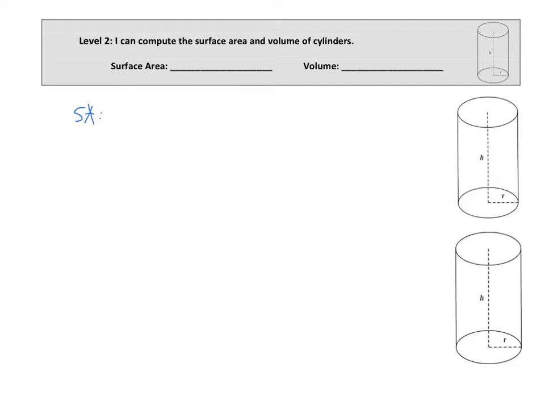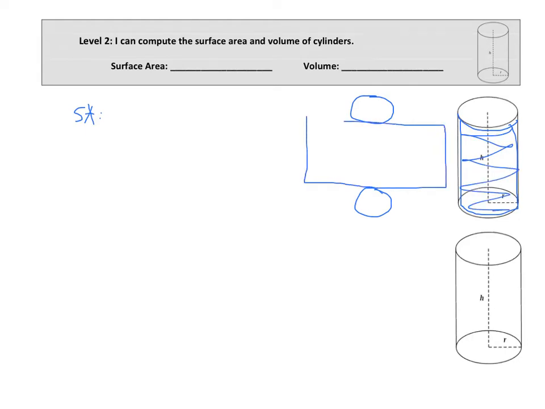If I were to take a cylinder cut out of cardboard and unwrap it, I would have a circle on the top, a circle on the bottom, and then the part around the edge, which we call the lateral surface area, this part, would unwrap into a rectangle. So those are the shapes that would make up the surface of the cylinder.